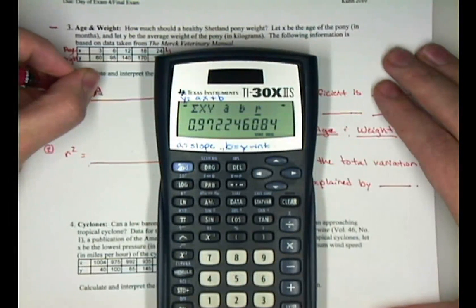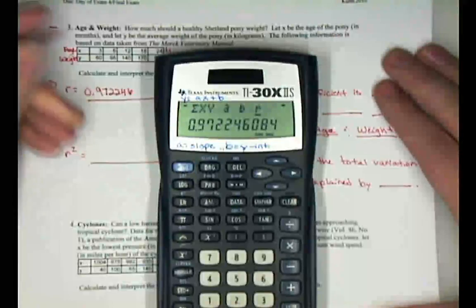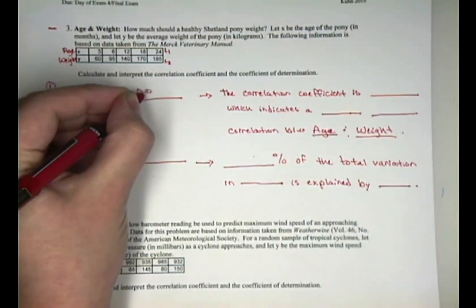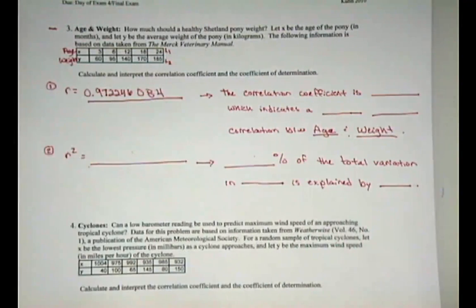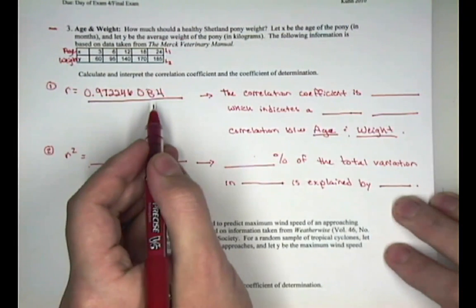So 0.9727246084. Never hurts to have a lot of decimals. Now I'm done with my calculator for now. I can put it away. And I'm ready to interpret.